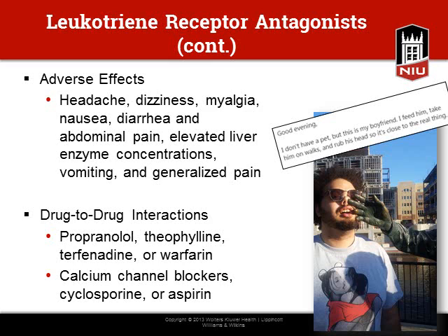Moving back to our leukotriene blockers, adverse effects include headache, dizziness, myalgia, nausea, diarrhea, abdominal pain. I don't usually see those, truth be told. Elevated liver enzymes we need to watch for. Vomiting, generalized pain. Don't usually see that. One rare one that I have seen, maybe only twice, is mood changes as well. Drug-to-drug interactions are listed there. Again, I think that's something that you're going to look up and not something that I'm going to put on a test or quiz.